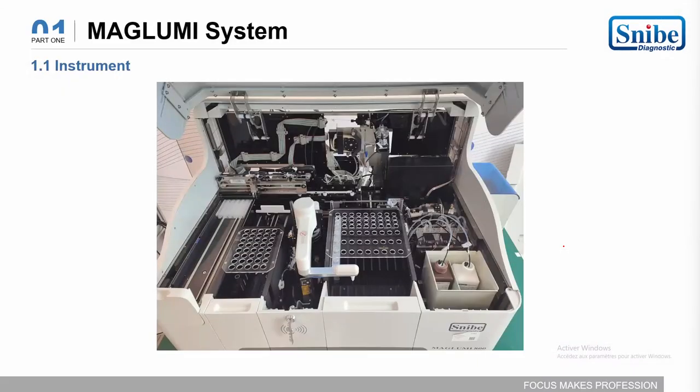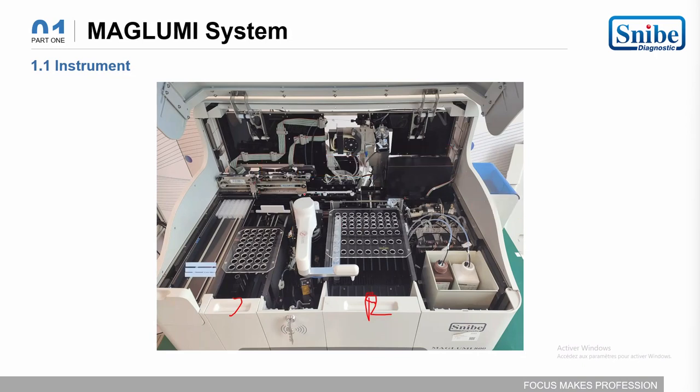So this is the overview of the analyzer, the Maglumi 800. Different analyzers have different numbers of sample positions, reagent slots, pipettors, and so on.